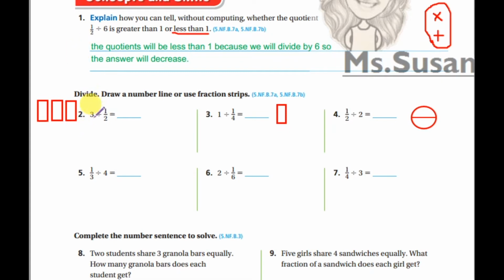So first here, what is the sentence? 3 divided by half. This means if I have 3 rectangles, for example, or 3 models, I will divide each model into halves: half, half, half. Now, how many halves do I have? Let's count: 1, 2, 3, 4, 5, 6. So the answer will be 6.